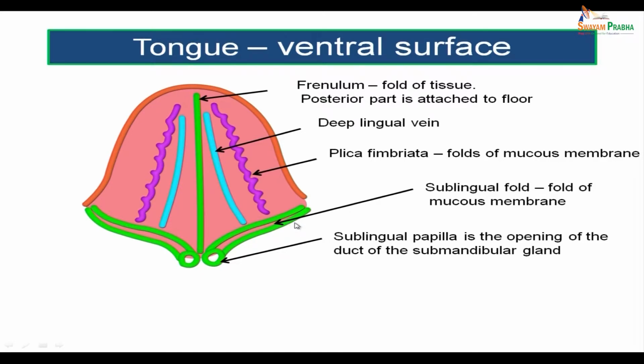Wharton's duct. So, the submandibular duct is also called the Wharton's duct. Remember that the sublingual fold, a fold of mucous membrane, is present over the submandibular duct, and the sublingual papilla are two small openings on either side of the midline at the posterior part of the ventral surface. The sublingual papilla is the opening of the duct of the submandibular gland.